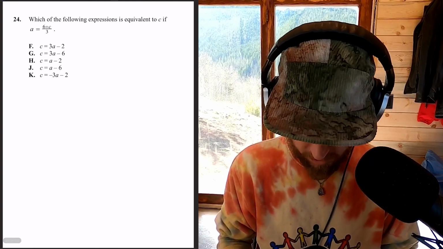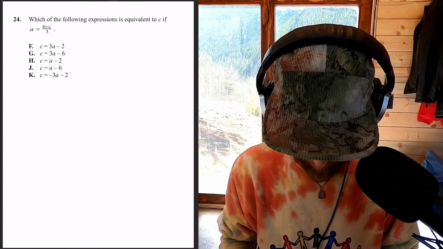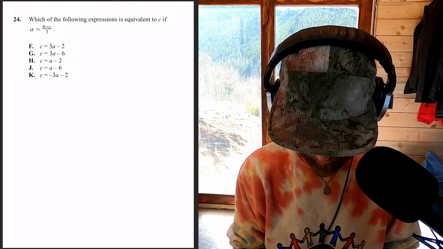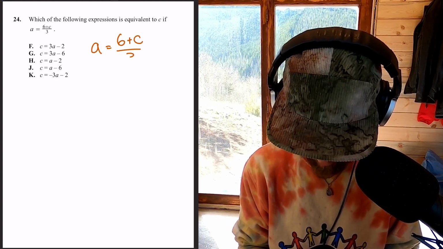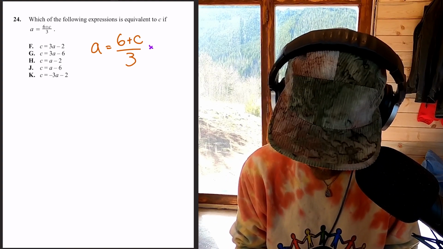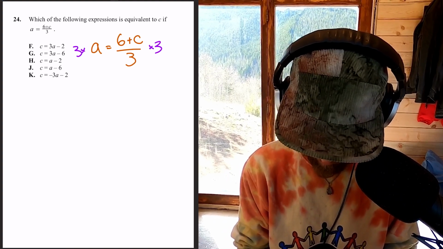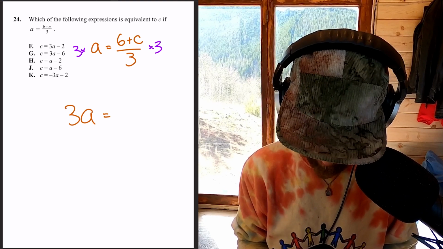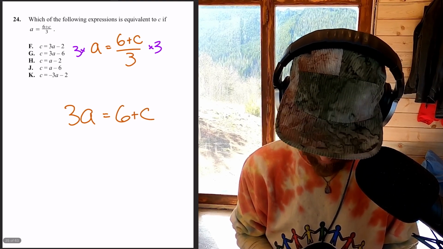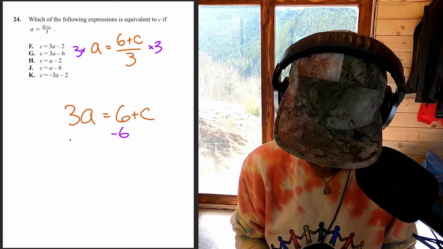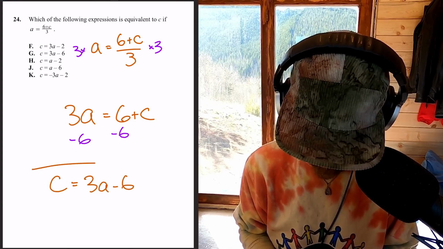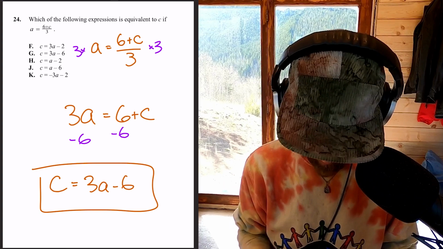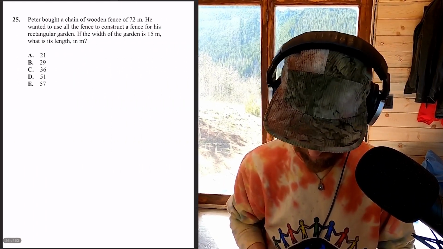All right, which of the following expressions is equivalent to c if a equals 6 plus c over 3? All right, so just reworking this one. A equals 6 plus c over 3. Multiply by 3 on both sides. So 3a is equal to 6 plus c. Subtract 6 on both sides. So c is equal to 3a minus 6. Can't simplify it any simpler than that. 3a minus 6, that's G.